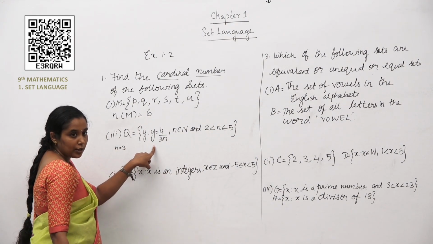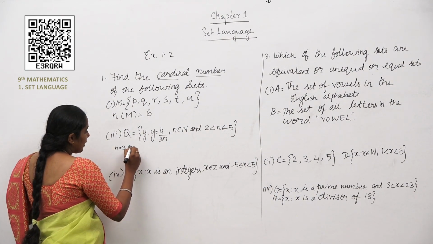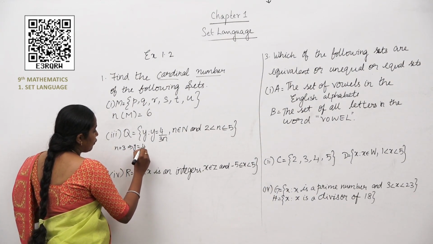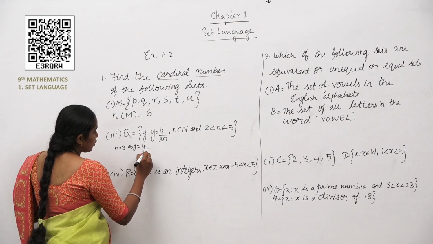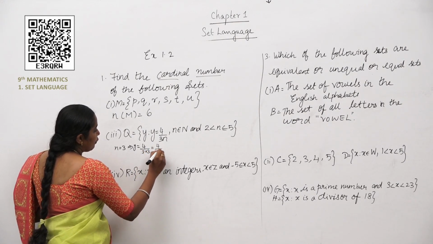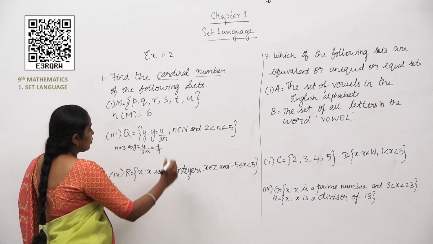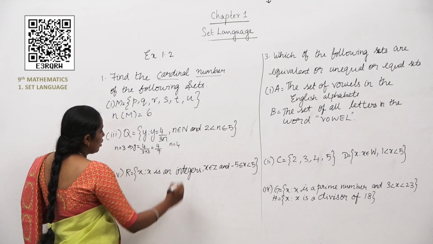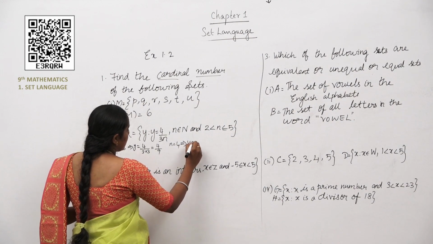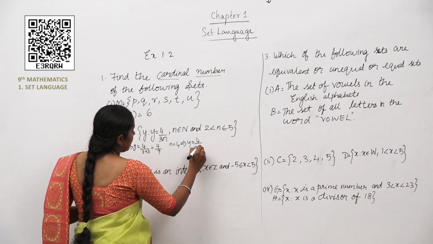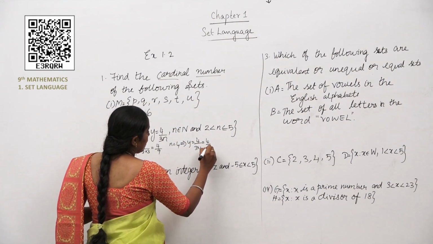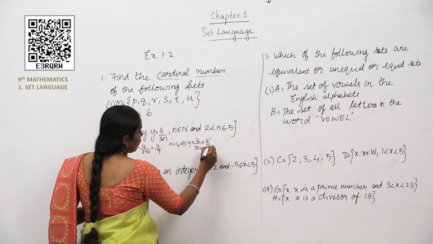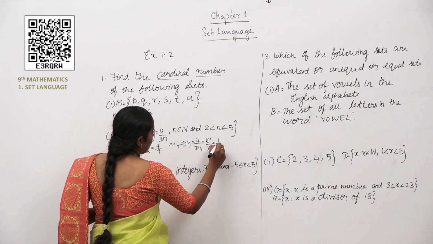When n is equal to 3, what is the value of y? y is equal to 4 by 3 into 3, so what you will get is 4 by 9. Next, when n is equal to 4, y is equal to 4 by 3 into 4, that is 4 by 12. 4 ones are 4, 4 threes are 12, that is 1 by 3.